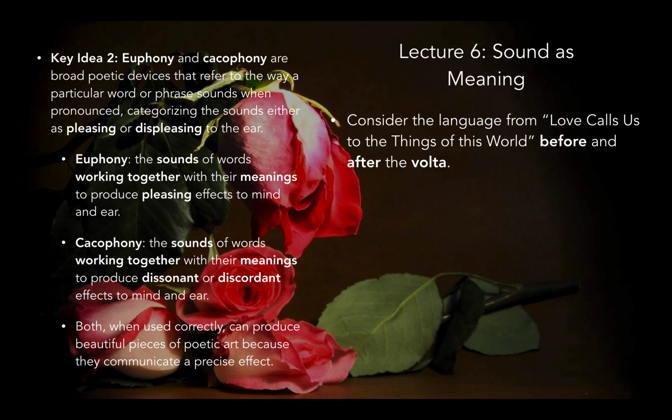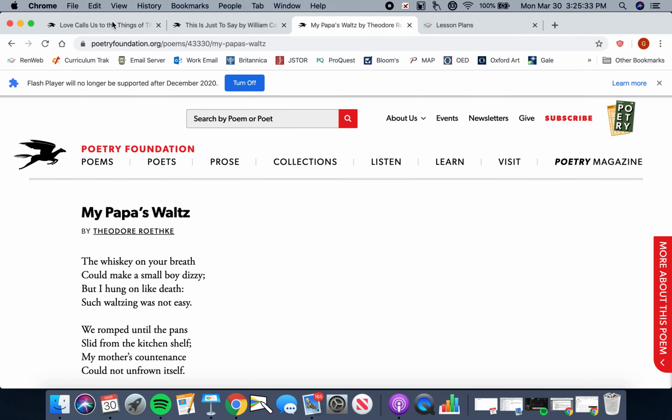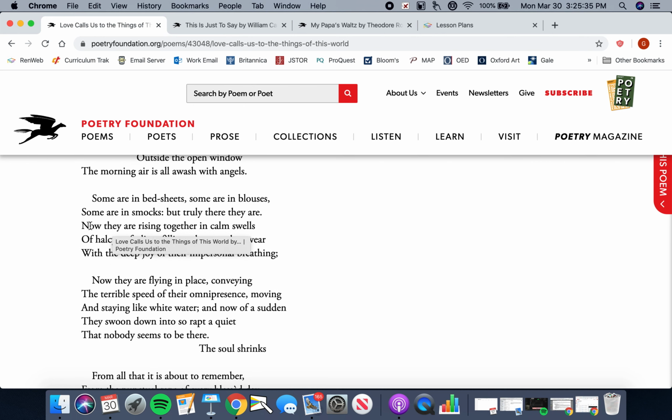Some examples of that, we could find in Love Calls Us to the Things of the World, in the language before the volta and after the volta. If you go back to the text of that poem really quickly, you'll see language like: now they're rising together in calm swells of halcyon feeling, filling whatever they wear with the deep joy of their impersonal breathing. So the repetition of the ing sounds and the repetition of the f sounds, and the long a of calm, and the long o.